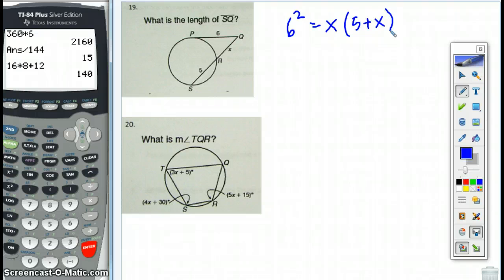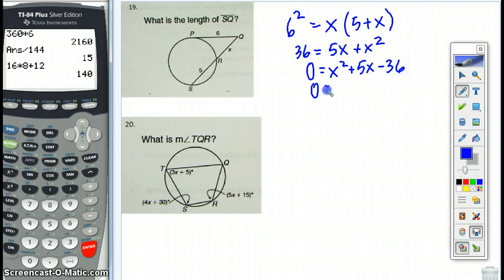And from there, it's a quadratic. So I get 36 equals 5x plus x squared. Since it's a quadratic, we bring everything to one side and factor it. So I'm going to put it in order, x squared plus 5x minus 36. I typed something wrong here. It factors to x plus 9 times x minus 4, so that means x is equal to 4 and negative 9. And you realize you can't have a length that's negative, so we cross that one out.